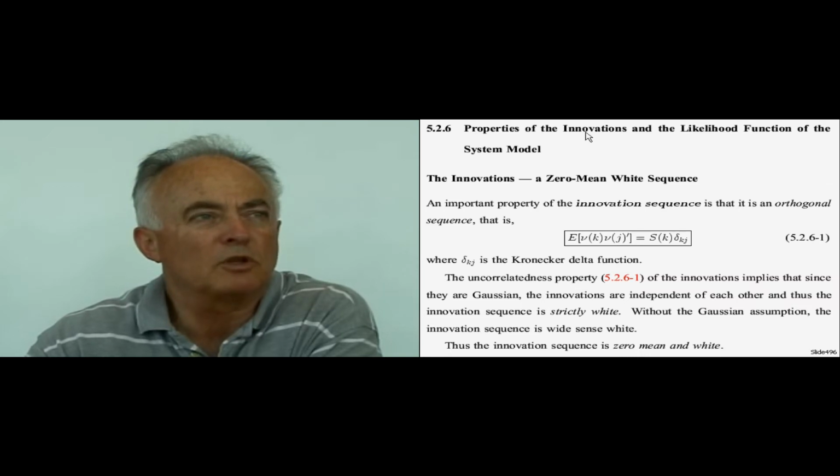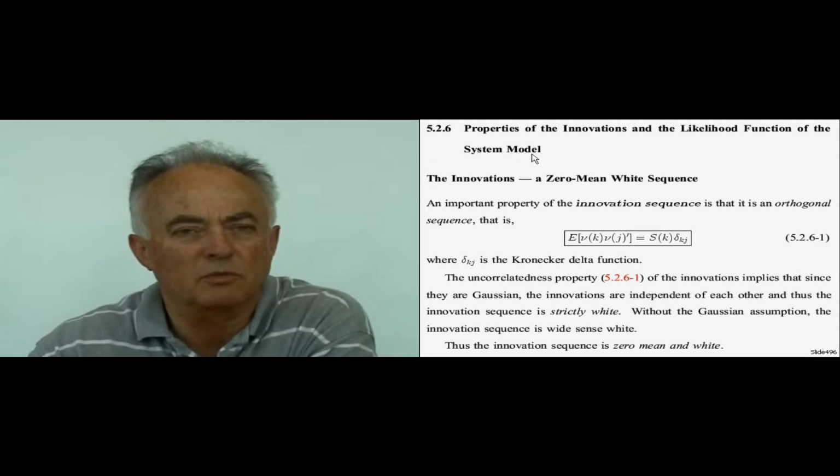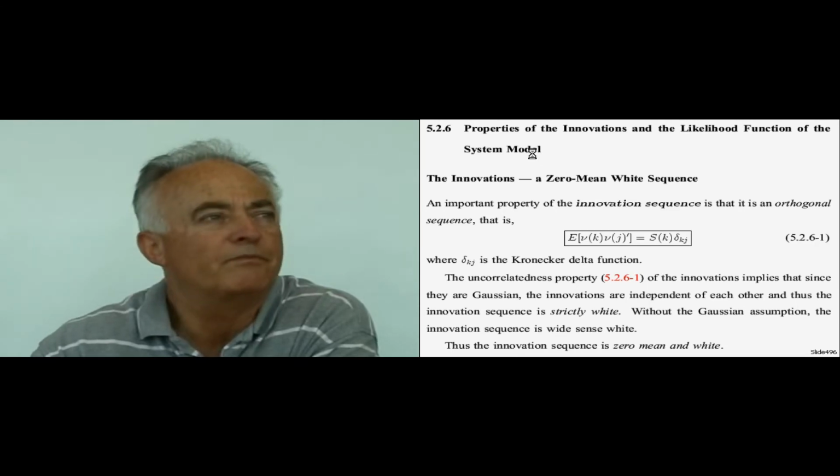So, the properties of the innovations will be the first thing to look at, and the likelihood function for the system model. Likelihood function for the system model is going to be the major tool in what's called multiple model estimation algorithms, which will answer the question, which is our model? Therefore, we'll have an adaptive scheme that can estimate not only the state, but also, within some limitations, the model that the state evolves according to.